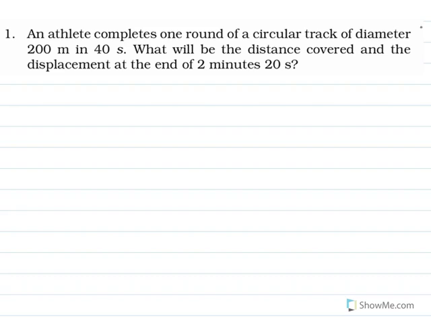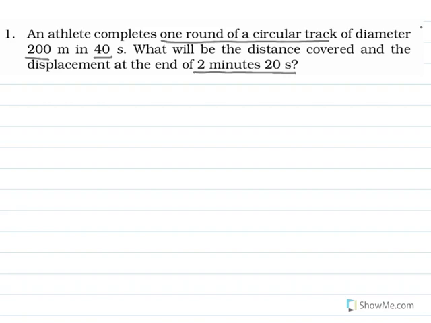An athlete completes one round of a circular track of diameter 200 meters in 40 seconds. What will be the distance covered and the displacement at the end of 2 minutes 20 seconds?